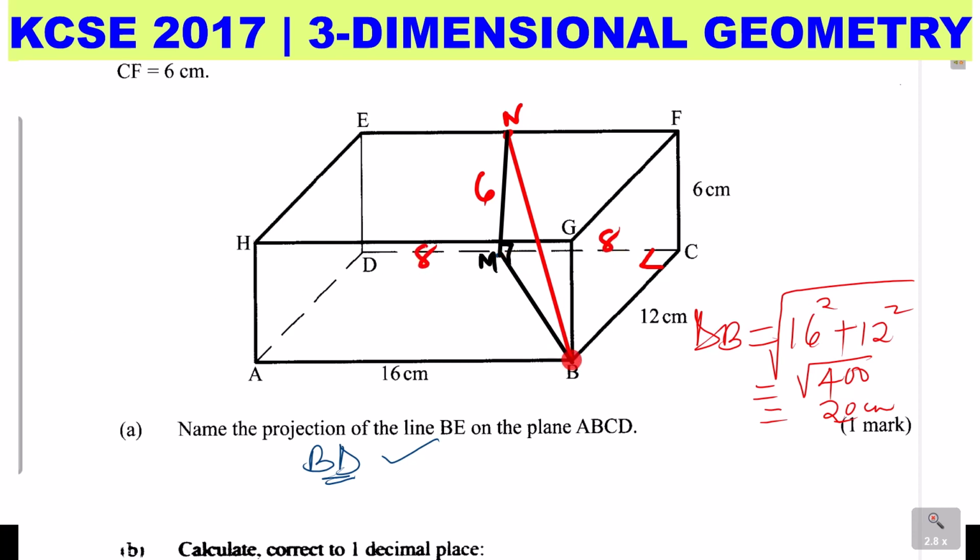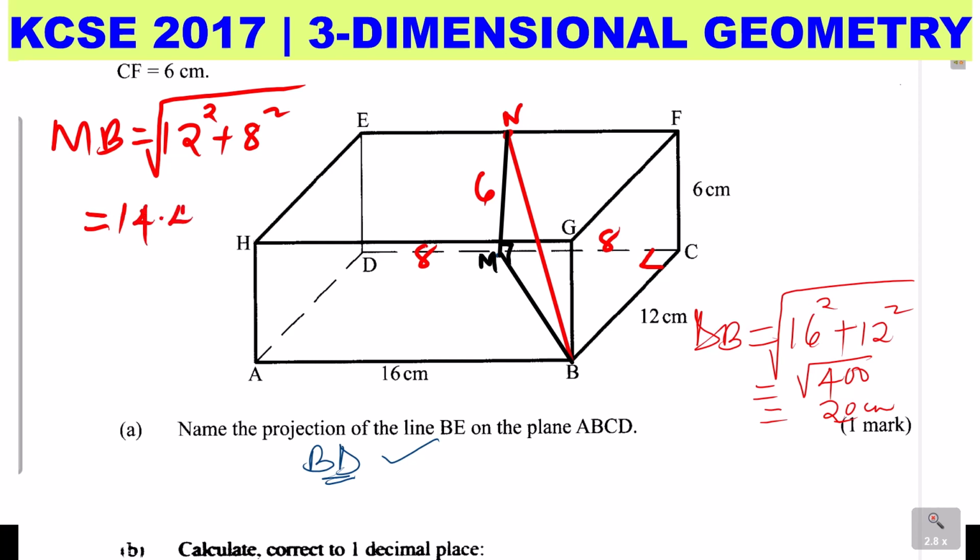So having this triangle here, it is possible to get MB. So let me get MB using Pythagoras theorem. MB will be the hypotenuse, the side opposite the right angle. So it will be the square root of 12 squared plus 8 squared. This is 12 squared, and then 8 squared. MB is the hypotenuse. And when you work this out using a calculator, you'll get 14.4.